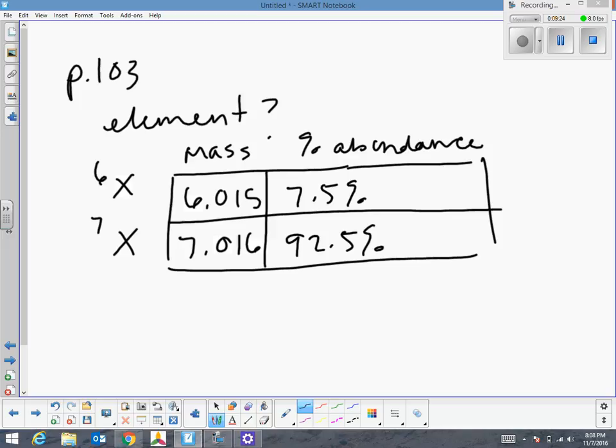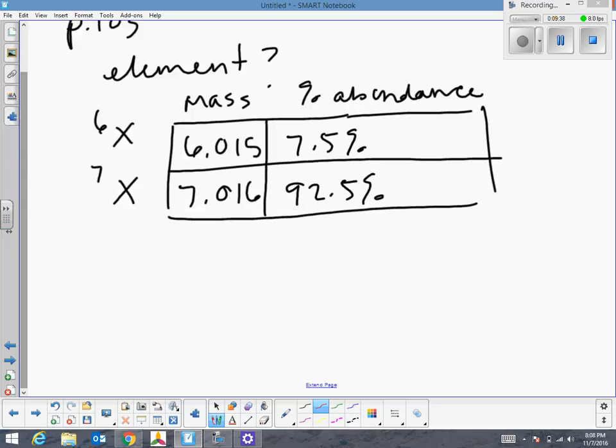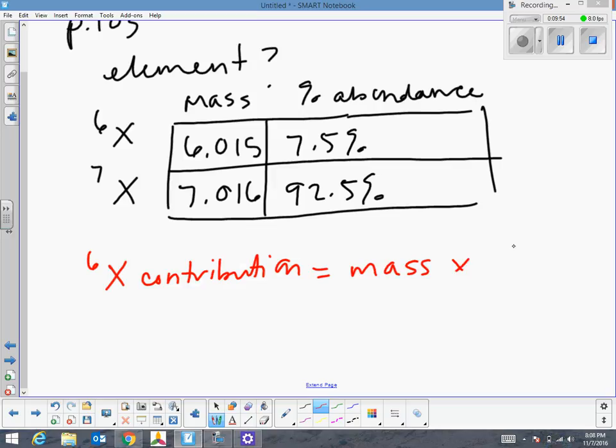Well, we can figure out the atomic mass of this element by figuring out how much each of these isotopes contributes to the overall atomic mass. So how do we figure that out? Well, it's pretty straightforward here. You want to calculate the contribution of isotope 6's mass. So if I want to know the contribution that this isotope 6 makes, I have to take the mass and just multiply it by the percent abundance.